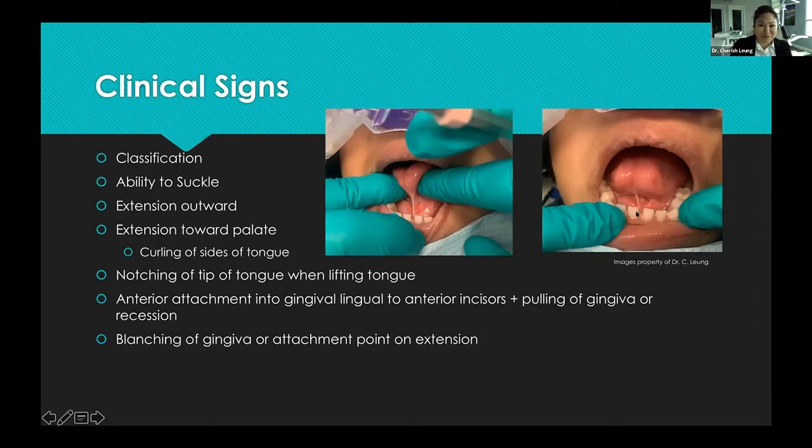Do they have a diastema between these lower teeth, if they have those little teeth already? And is that frenum attaching there? That's why it's causing a little diastema. And then you can also see recession of the gingiva if they have the teeth already, and you can see the blanching on the lingual side of this as well.